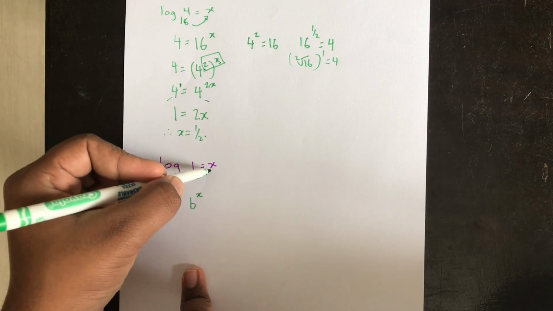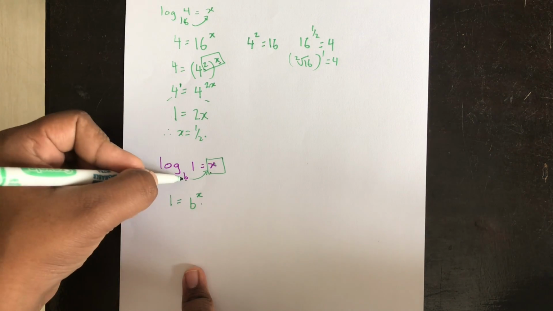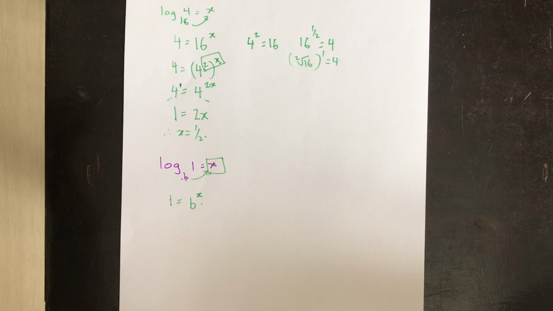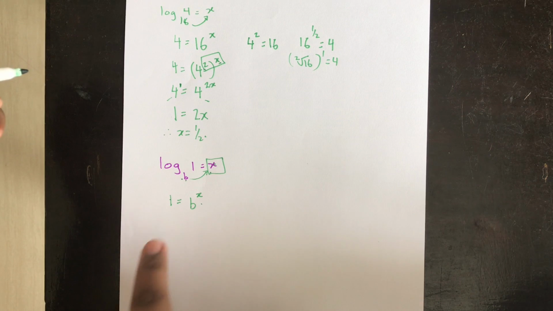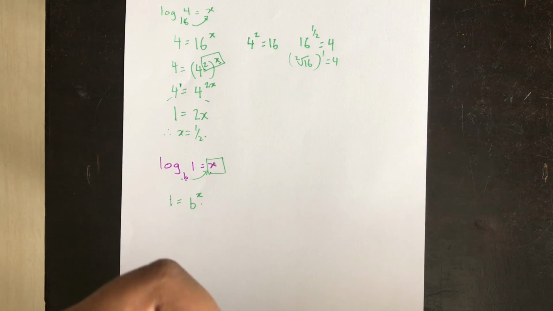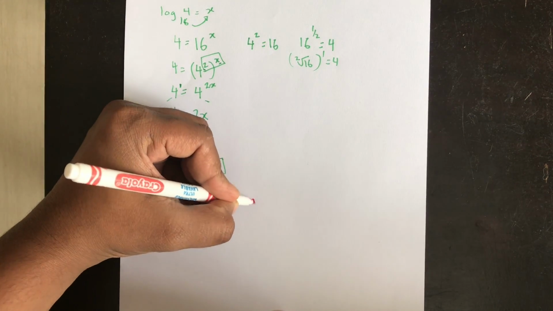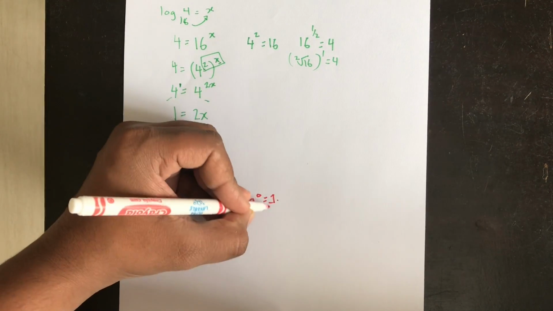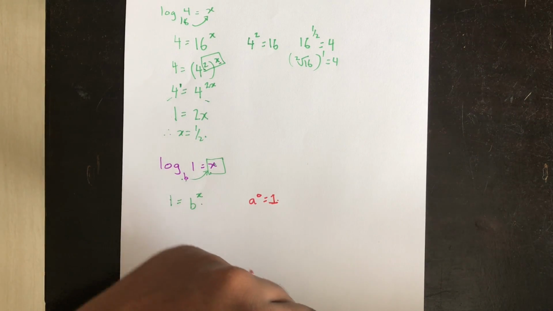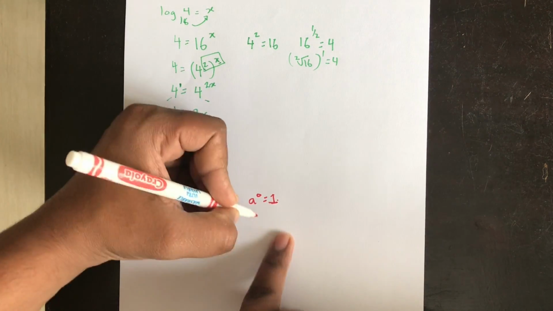I have moved the b to the other side of the equation, and whatever is on this side of the equation becomes the power of b. So 1 is equal to b to the power of x. Now how can we solve two unknowns when we are just given one equation? But now we need to realize one thing. Any number to the power of 0 is equal to 1. A to the power of 0 is equal to 1. This law was discussed in a previous video on exponents. You can check that out. So a to the power of 0 is equal to 1.